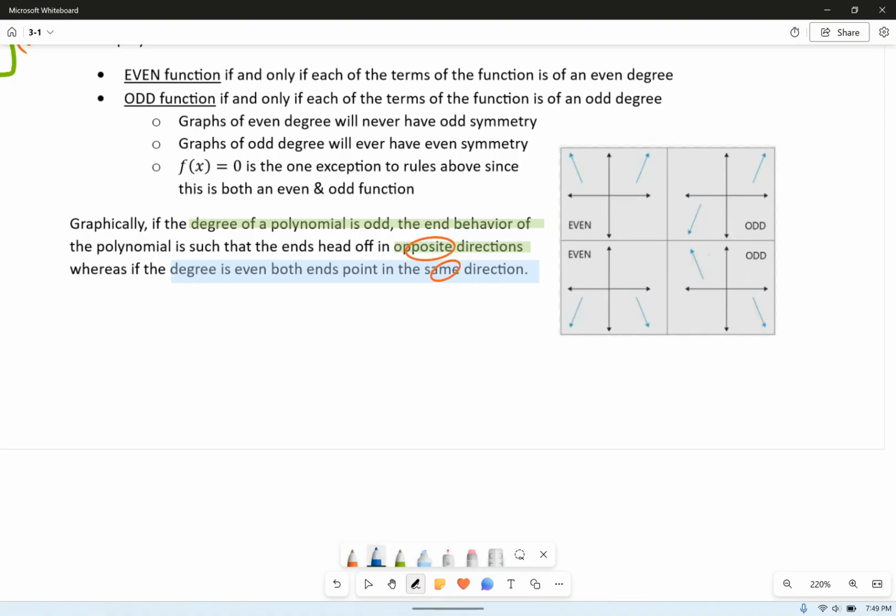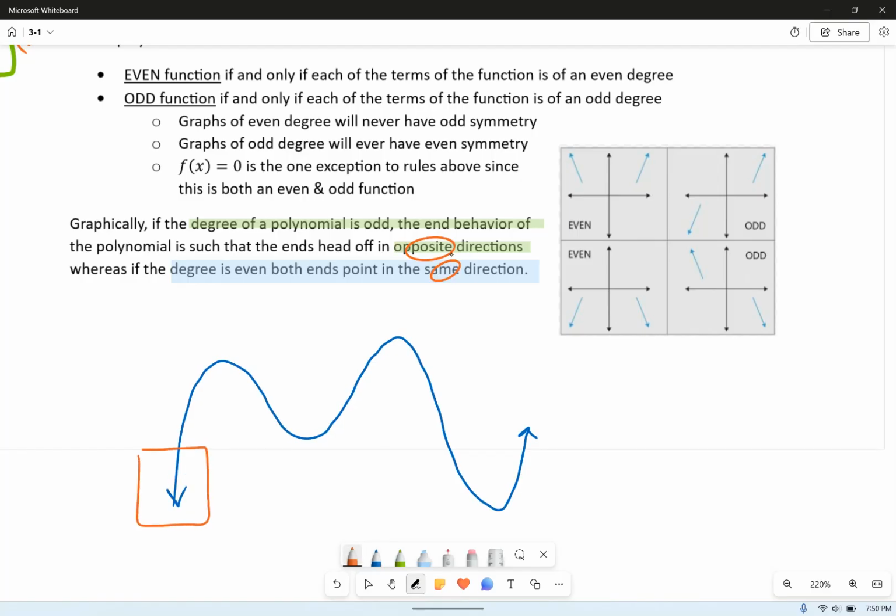And what do I mean by those arrows? Well, here's what I mean. You guys eventually will be graphing some polynomials, right? This is a polynomial. And when I'm talking about end behavior, I'm talking about this end and I'm talking about this end. That's what I'm talking about, end behavior.